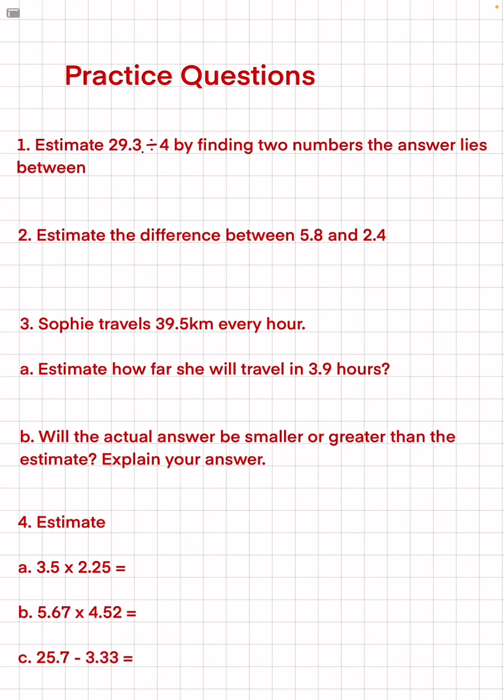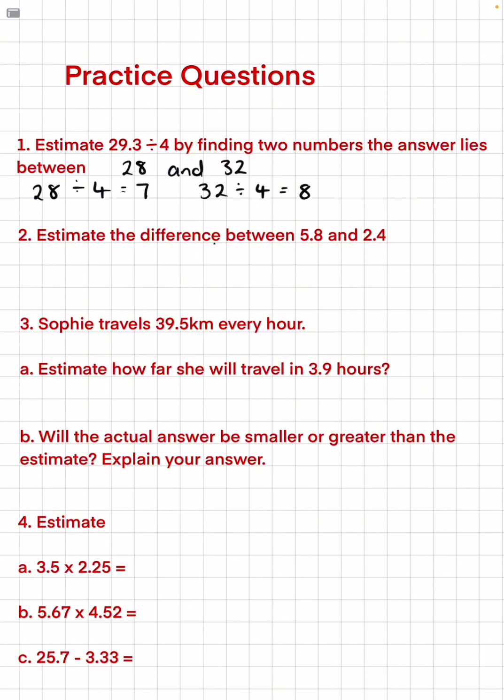Question 1 says estimate 29.3 divided by 4, by finding two numbers the answer lies between. Two numbers that are closest to 29.3 and divide exactly by 4 are 28 and 32. 28 divided by 4 equals 7, and 32 divided by 4 equals 8. So the answer lies between 7 and 8.